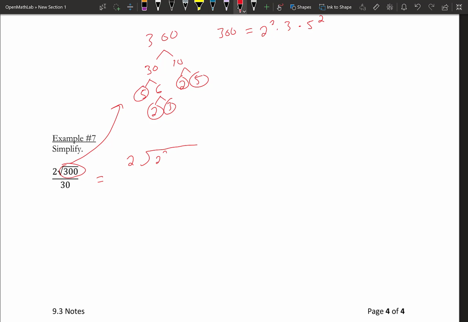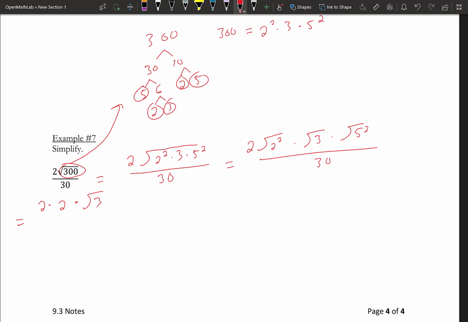So then, just substituting that in for 300, we have 2 times the square root of 2 squared times 3 times 5 squared all over 30. Applying the multiplication property of radicals, this would be 2 times the square root of 2 squared times the square root of 3 times the square root of 5 squared all over 30. Well, the square root of 2 squared is just 2. So we'd have 2 times 2 times the square root of 3 times, and then the square root of 5 squared is just 5. They cancel each other out, the squaring and the square root. So this is all over 30.